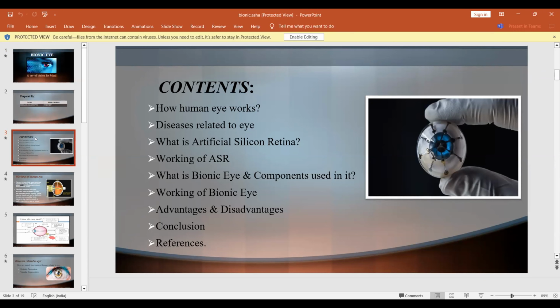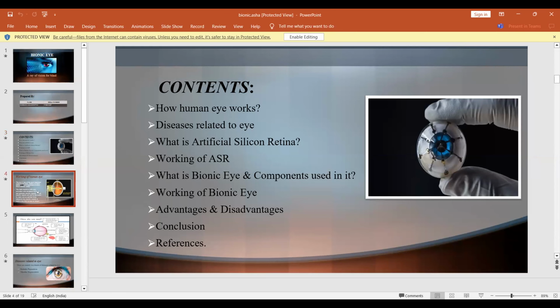Before discussing the bionic eye, let me discuss the contents as you see in the slide: diseases related to the eye, the artificial silicon retina, the working of the ASR, which is nothing but the artificial silicon retina, and the bionic eye and components used. After completion of the artificial silicon retina, we can discuss the bionic eye.